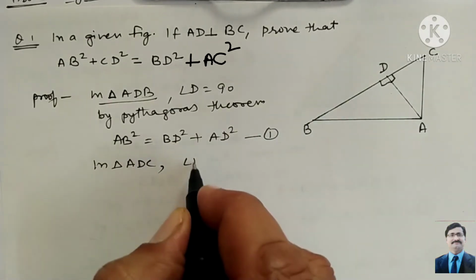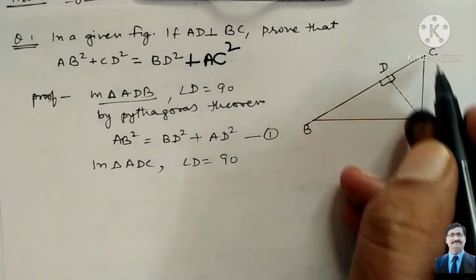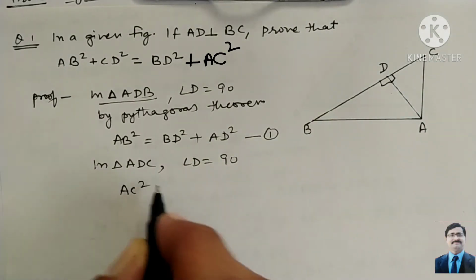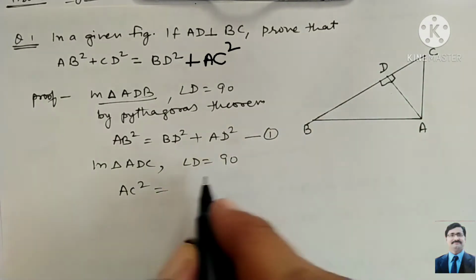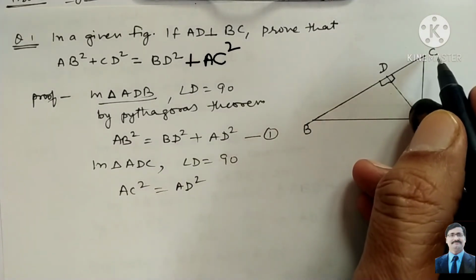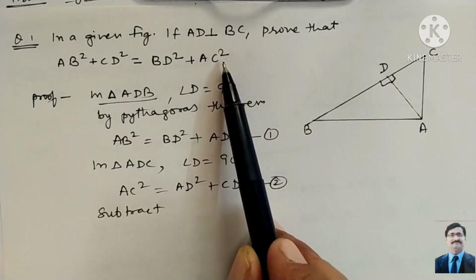Same as it is, we write in triangle ADC. Here angle D is 90 degrees. Opposite to 90 is AC, and AC is the hypotenuse here. So we can write here AC square equal to AD square plus CD square. We can write, this is equation 2.